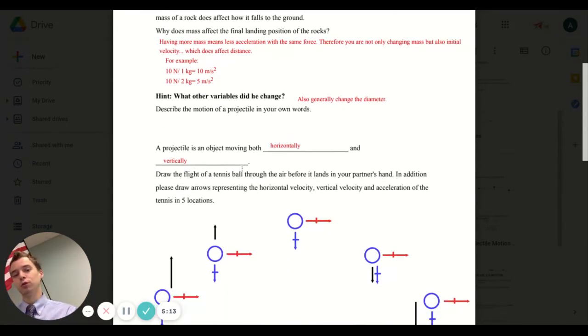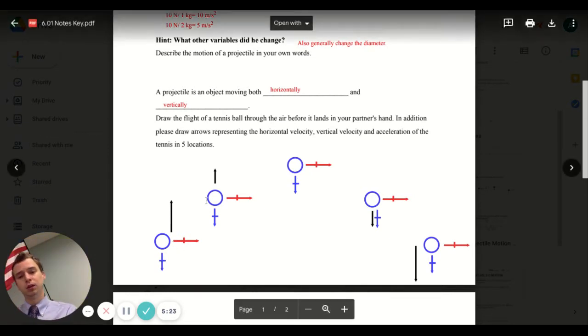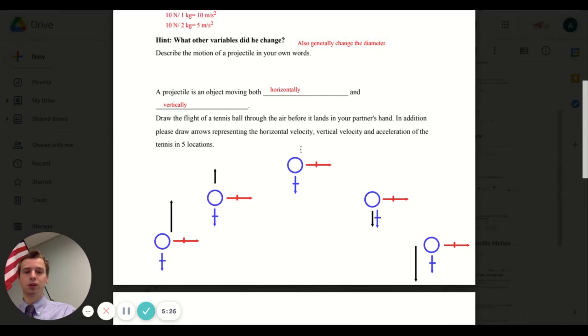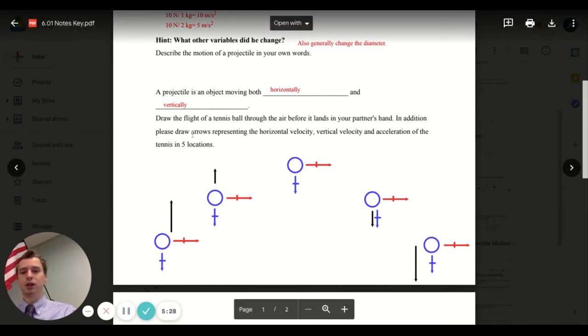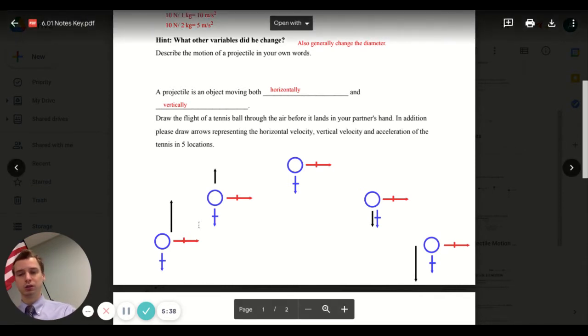A projectile is an object that is moving both horizontally, left and right, and vertically, up and down. So if I throw a tennis ball in the air, it will arc in the air and make that a projectile. Right? It lands in the other person's hand. So I was asked to represent this via velocity vectors, vertical velocity, horizontal velocity, and I need to also show the acceleration in each of these locations.